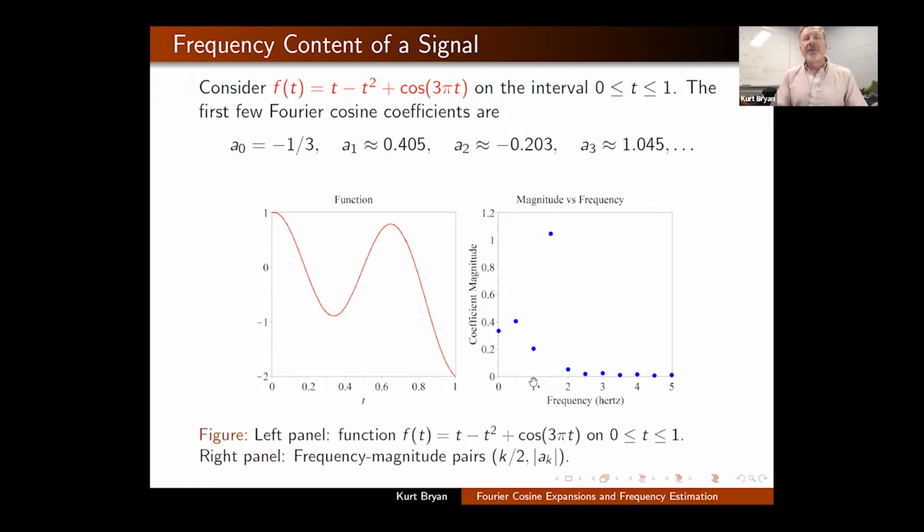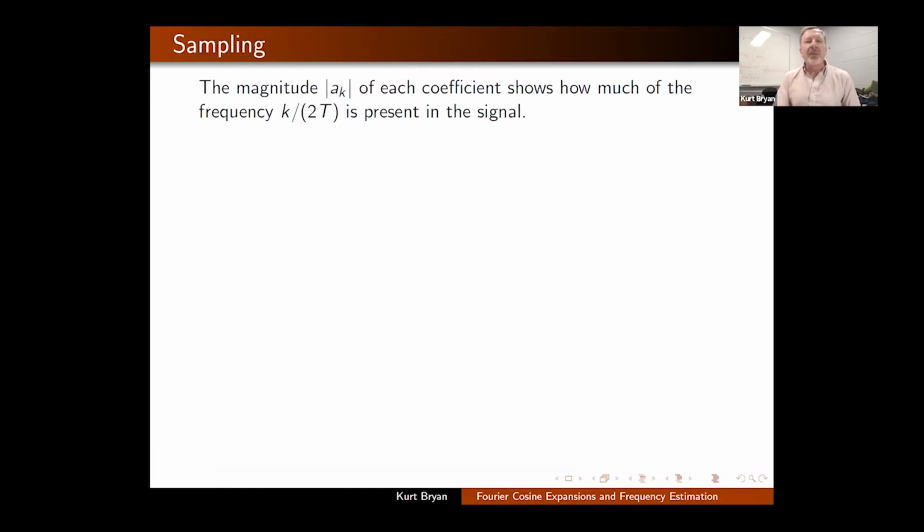So this point of view of the Fourier cosine series, or really any Fourier series, is telling you how to decompose a function of time into different frequencies. But the problem is, so this is what I just iterated: the a_k's quantify how much of each frequency is present.